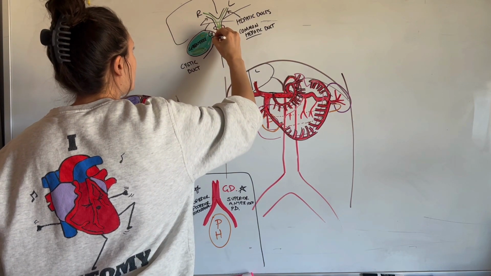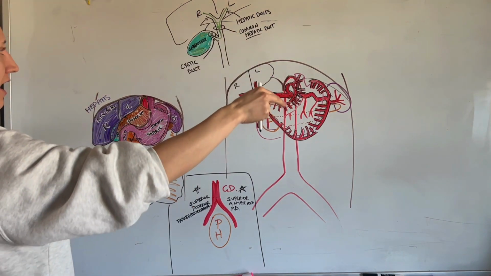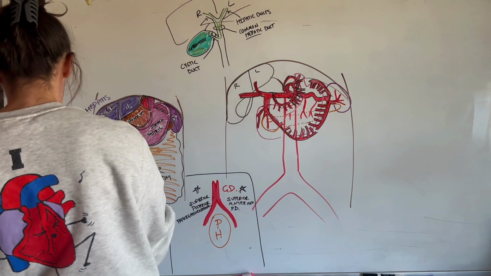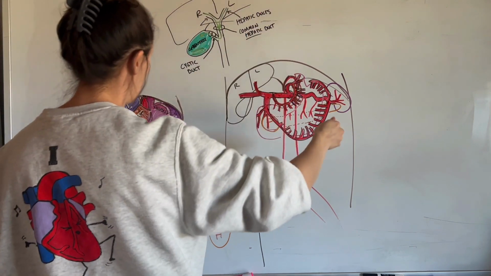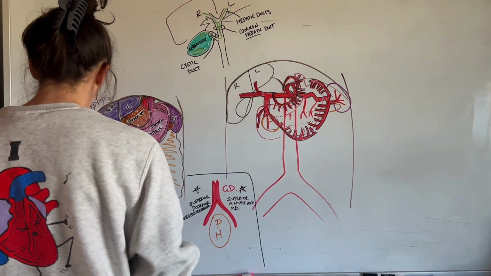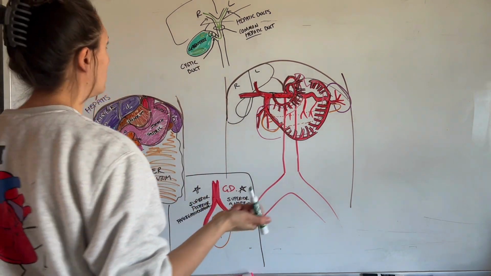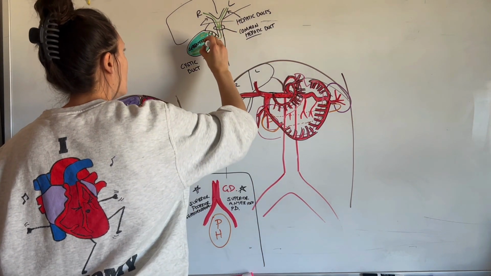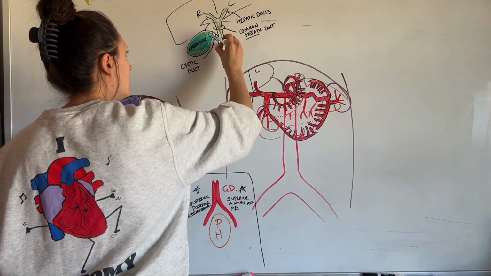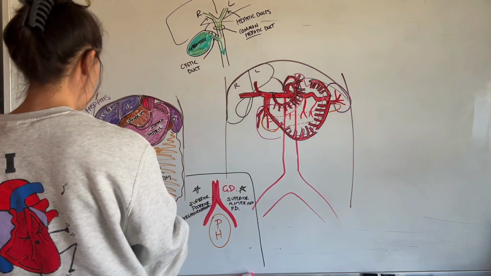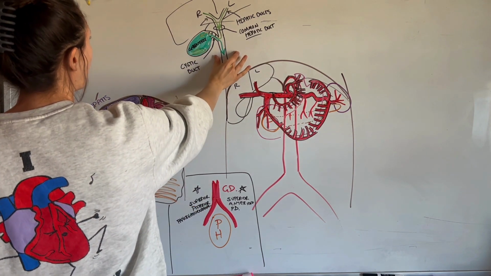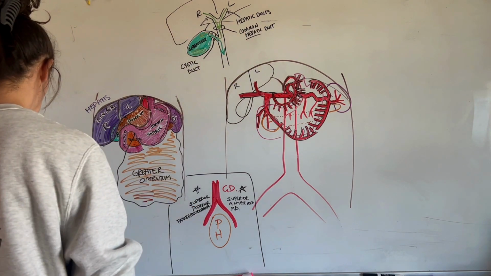So this is a two-way duct. Things can come in and things can come out. So let's say we ate a burger and we need some bile to break down those fats. We're going to then secrete bile through our cystic duct into our common bile duct.